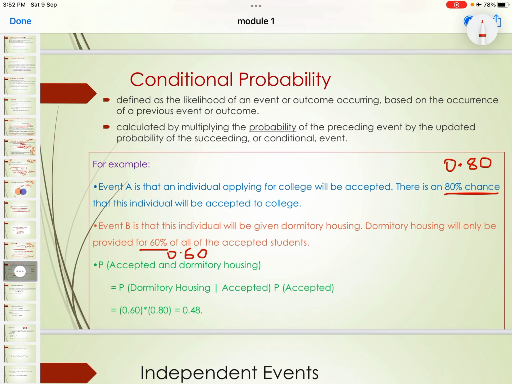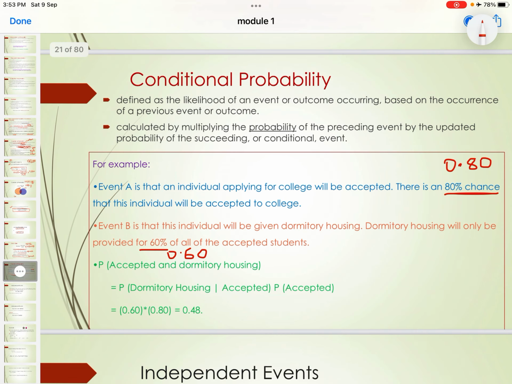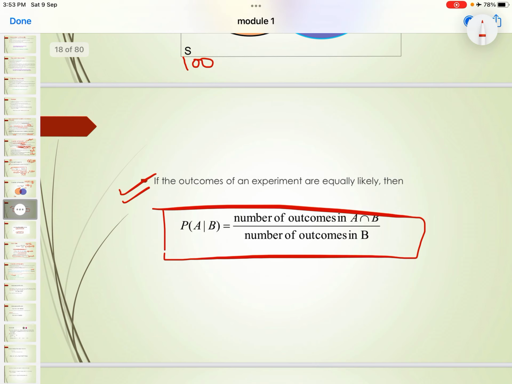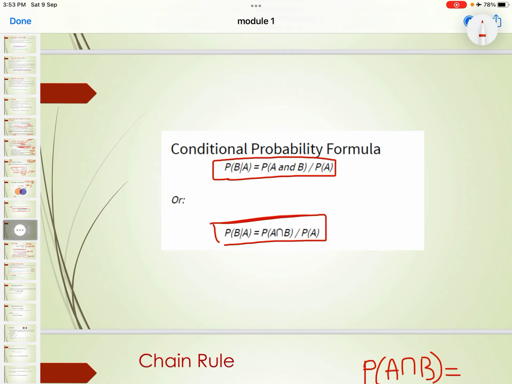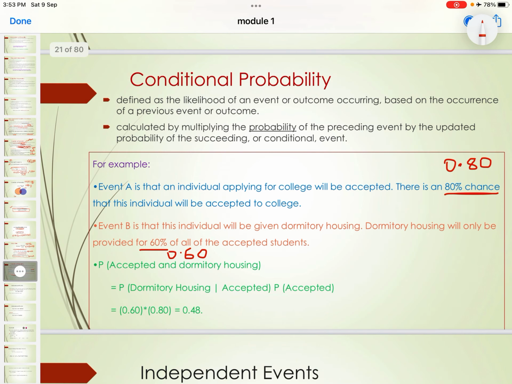So we need to find what? Accepted and dormitory housing. So basically we need to find the people who are accepted and they have the dormitory. So we have to find P of accepted and dormitory is equal to P of B given A into P of A. So this formula we need to apply.